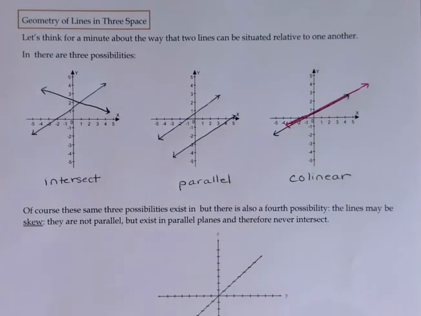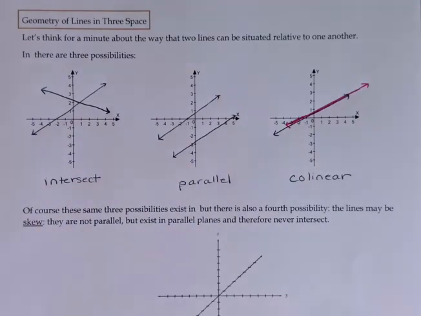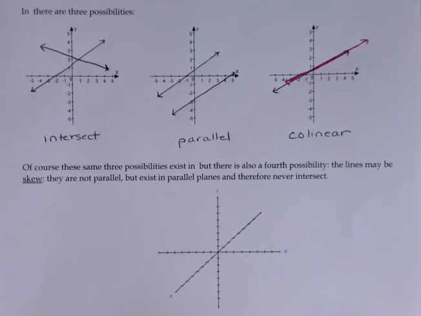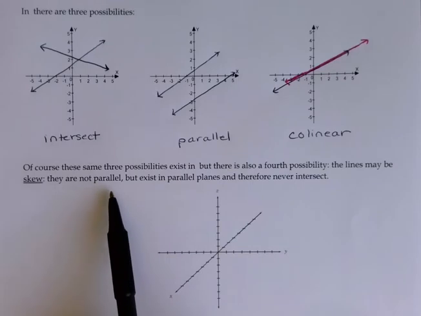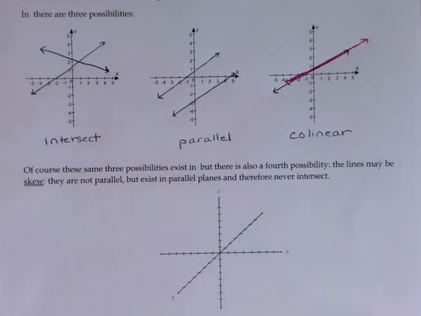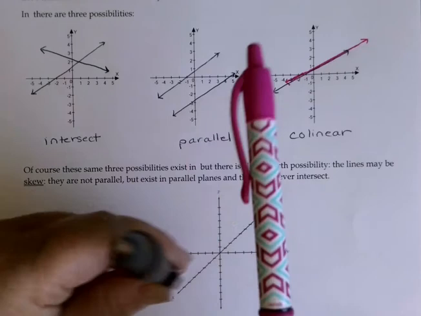Now, in 3 dimensions, you can have these same 3 relationships, but there's also a 4th possibility. In 3 dimensions, it's also possible that 2 lines are skew, meaning they're not parallel, but they exist in parallel planes, and therefore they never intersect. Just to help you see what I mean by that.